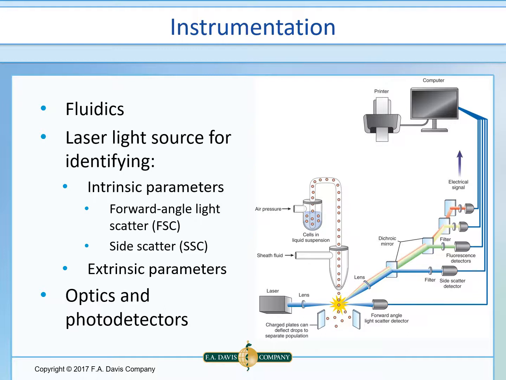Unlike the forward scatter and side scatter, the extrinsic parameters require addition of a fluorescent probe for their detection. So fluorescent labeled antibodies bound to the cell can be detected by the laser. By using these fluorescent molecules with various emission wavelengths, one can simultaneously evaluate an individual cell for several extrinsic properties.